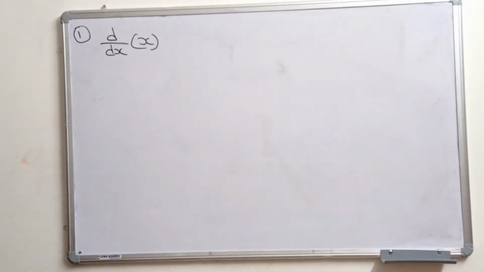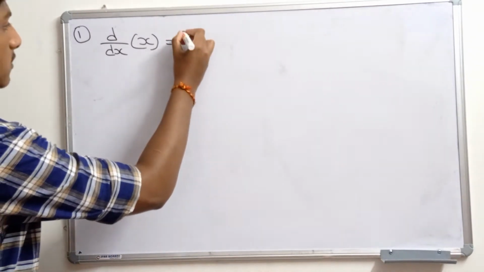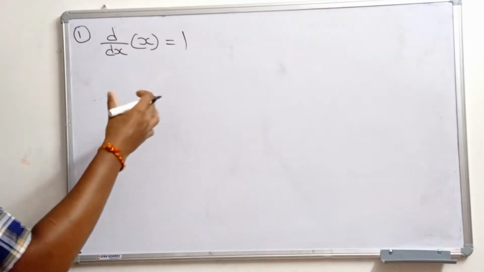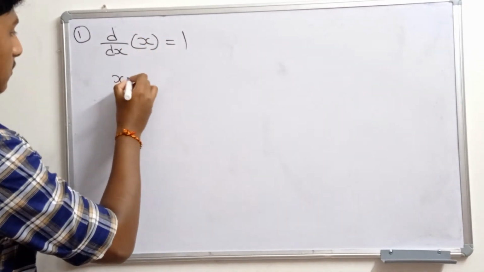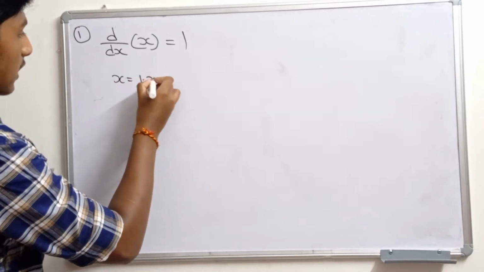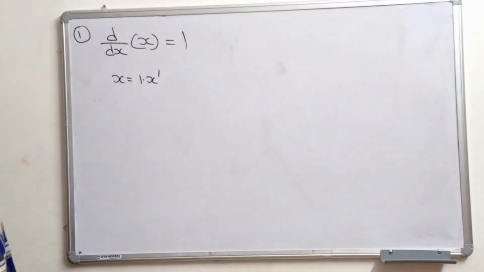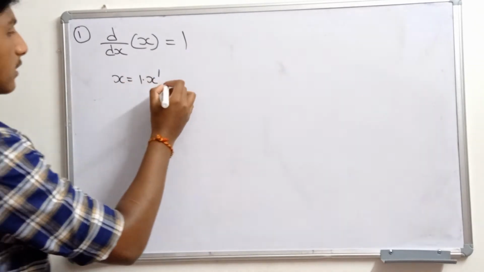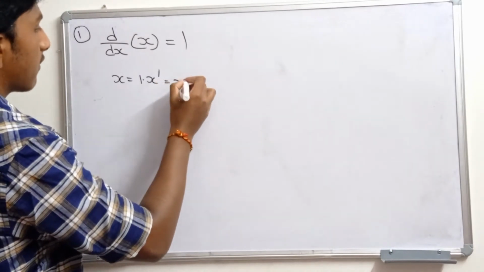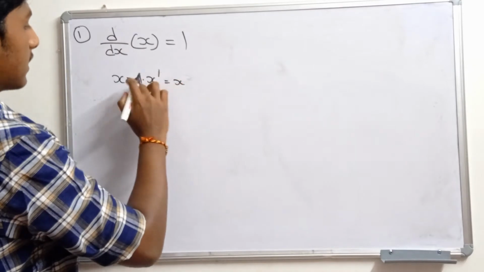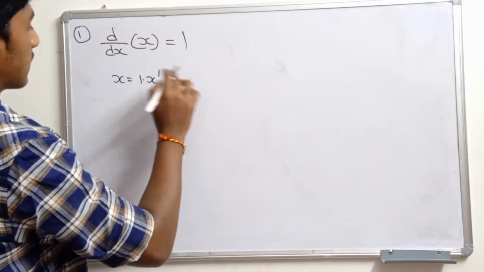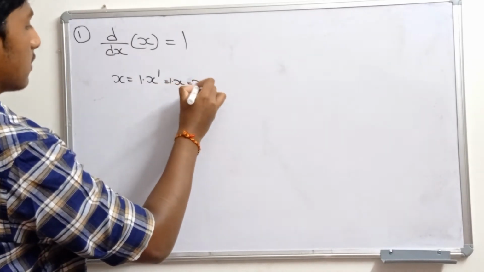When you differentiate x with respect to x, your answer is 1. Here, if it is x, you can write this x as 1 into x power 1. Guys, is it clear? Because 1 into x power 1 means we get x. 1 into x is equal to x.